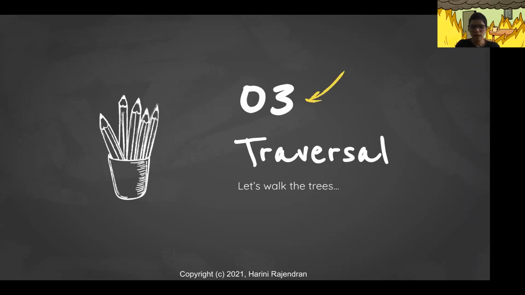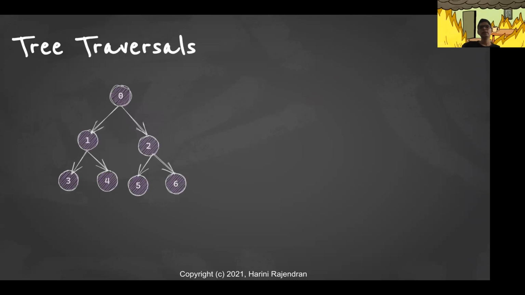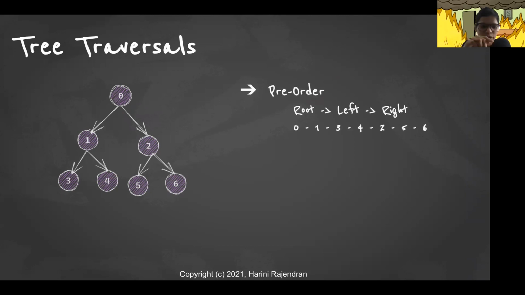And now let's look at the different types of tree traversals. I'm just going to use a simple tree as an example when we look at the different traversals. So based on the order in which we visit each node in the tree, there are multiple different kinds of tree traversals. The first one that we'll talk about is called the pre-order traversal.